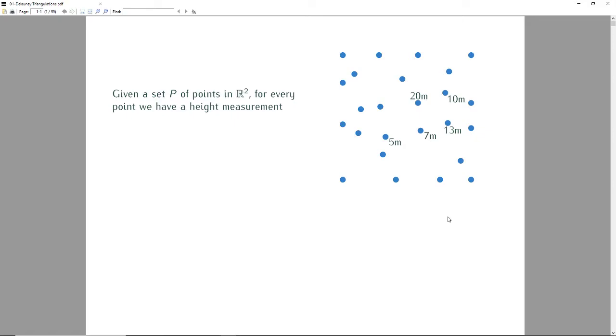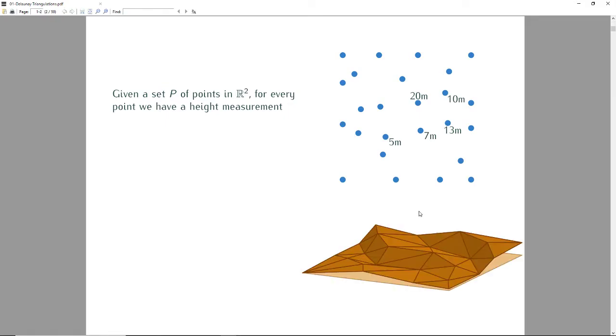In this video, we'll look at the Delaunay triangulation problem. We motivate the problem using the following example. Assume we have a train, and we have measured the height of this train at a particular point. For example, the height of this point is measured to be 5 meters, and so on.